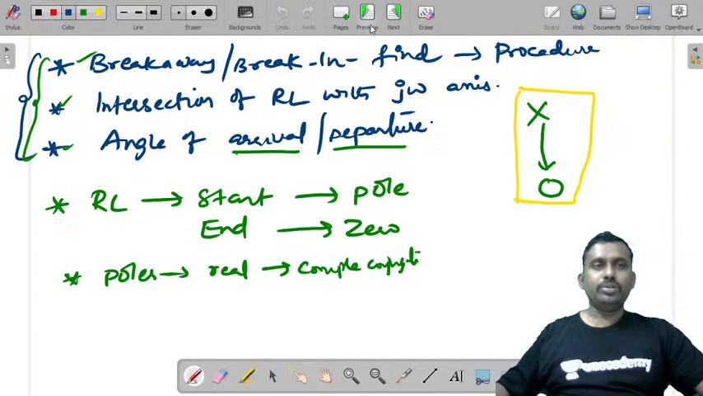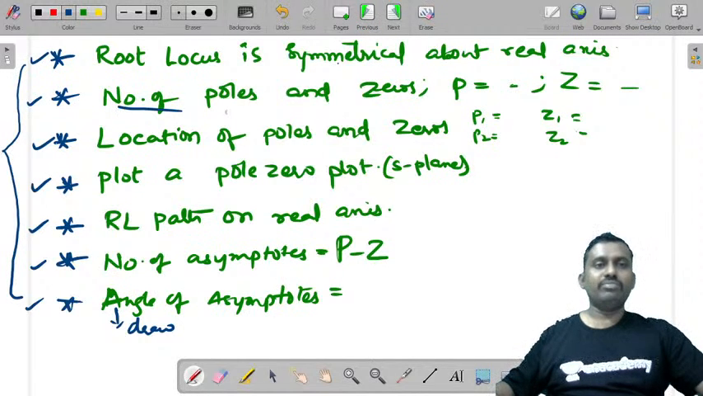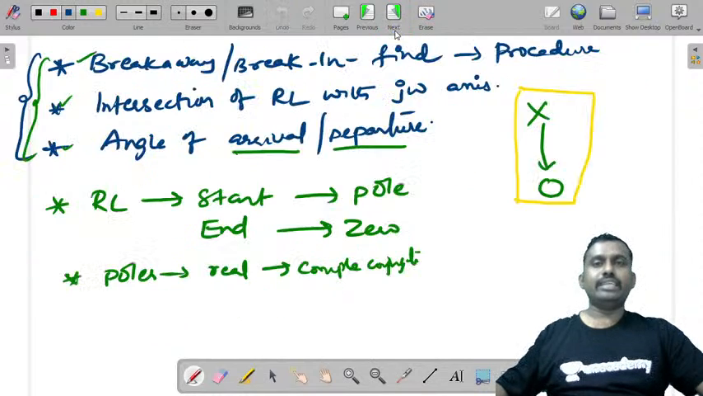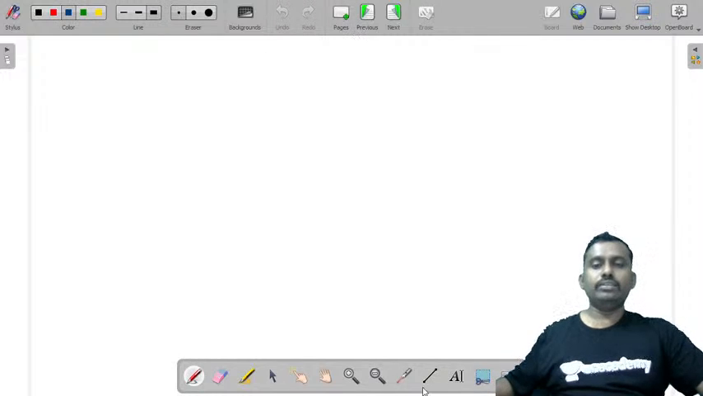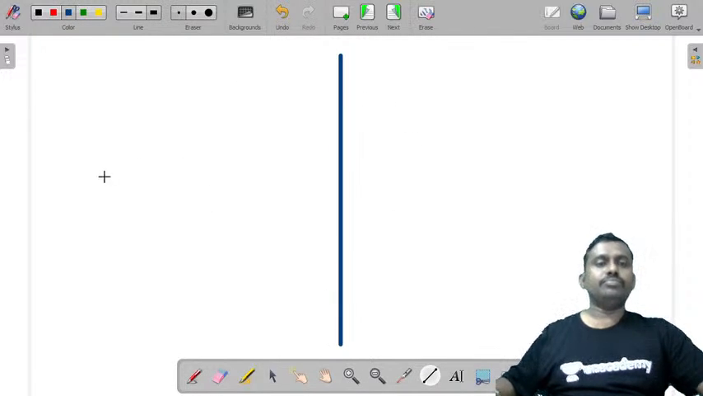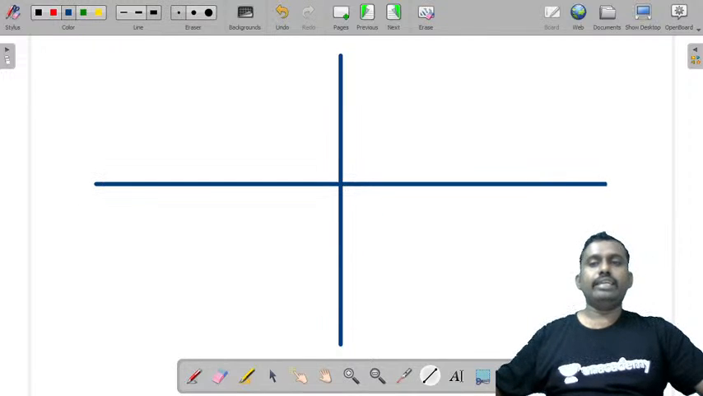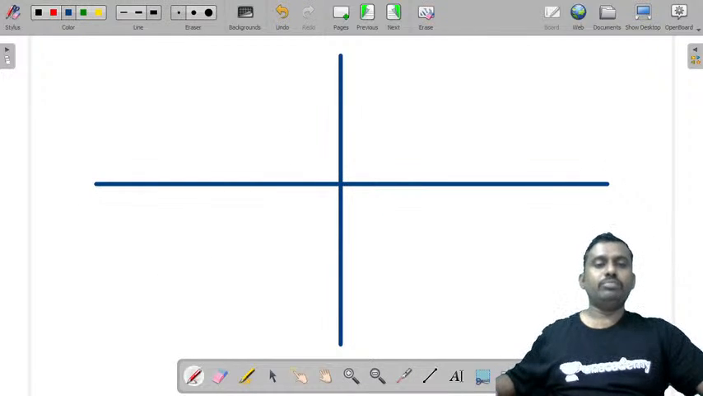Then I told you what the different steps are. The number of poles we have done, and the location of the poles. Next we need to plot it. Let's try to plot this. I'll take the graph in the next session probably. For now, I'll just try to explain this.